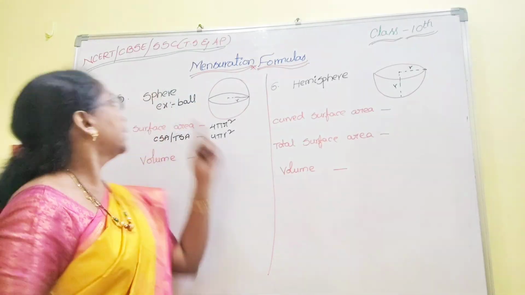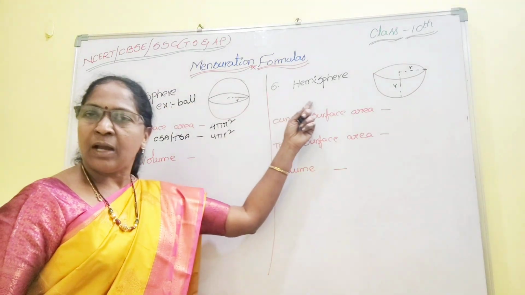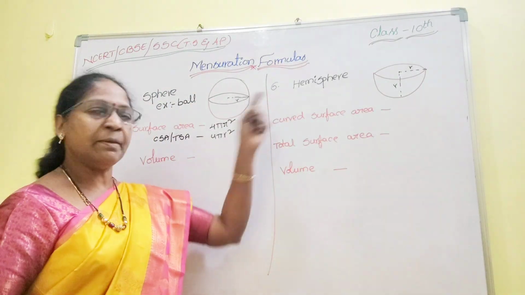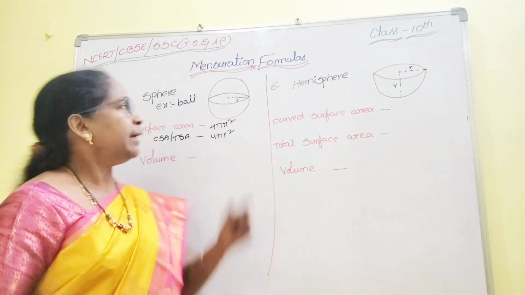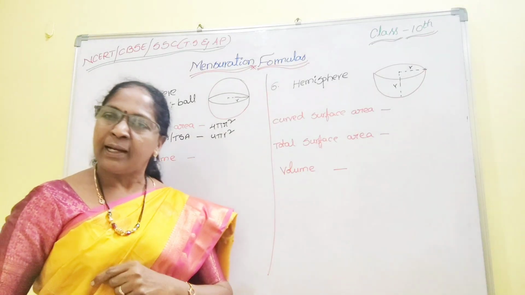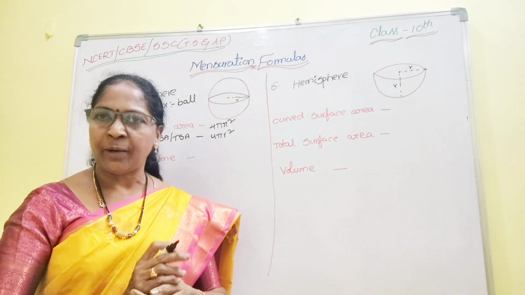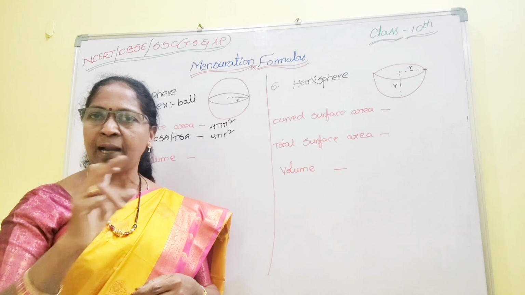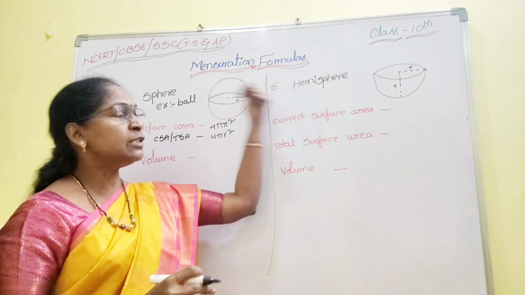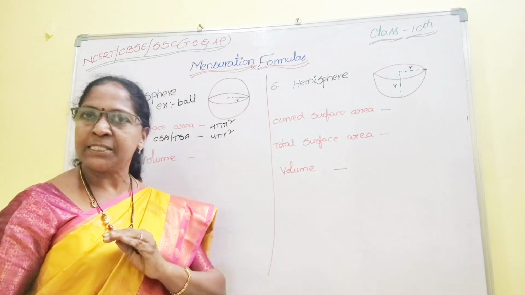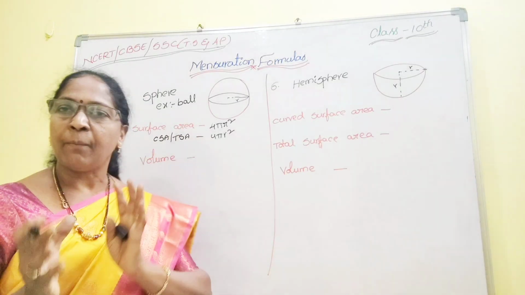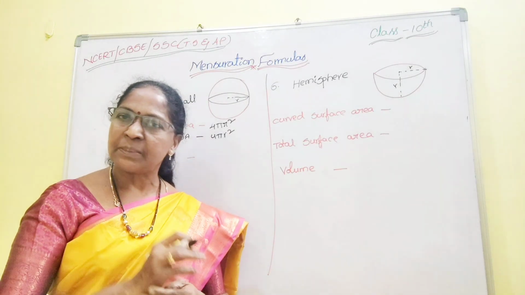Next one is the sphere, and the last one is the hemisphere. Sphere and hemisphere are interrelated. Here these two you have to consider. Like that, cuboid and cube are one pair. Next one is cylinder and cone. Both are interrelated. Like this, these two are related. Sphere and hemisphere. Sphere examples are ball, globe. These are all sphere examples.